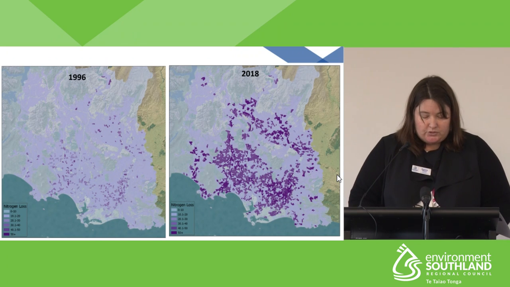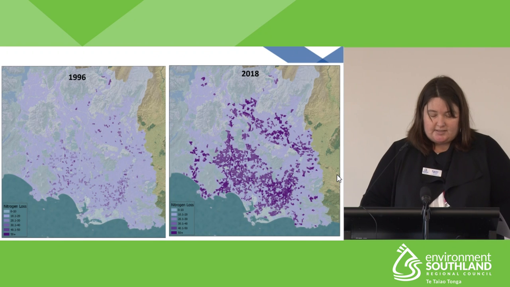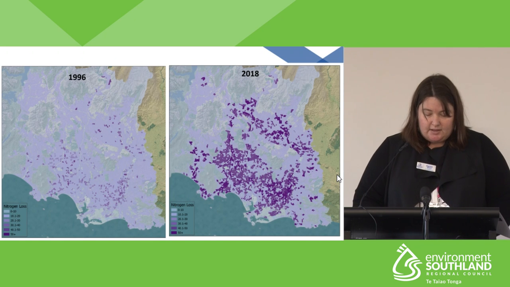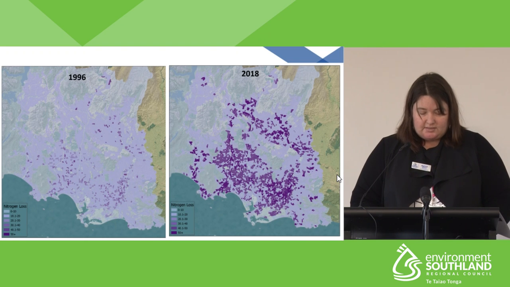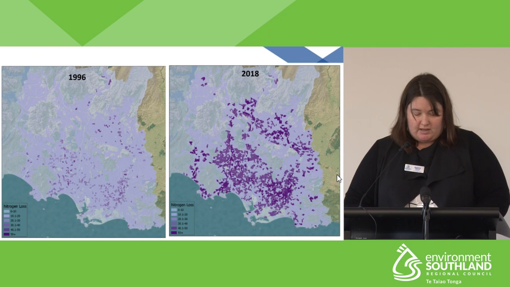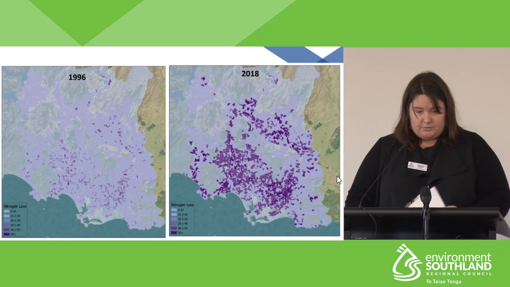So just looking over a 20-year time period, between 1996 and 2016, we can use this information to estimate that nitrogen loss has increased by about 75% in both the Aridi and Aparima FMUs, which is quite a lot.